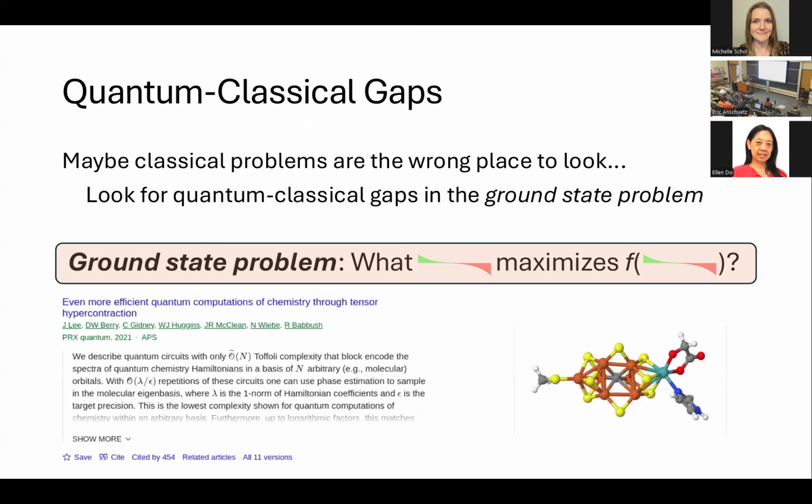Often what people are interested in is finding the lowest energy configuration of electrons in a molecule, for instance. And this is actually a very common benchmark for quantum algorithms, how well quantum computers are able to do this kind of optimization.